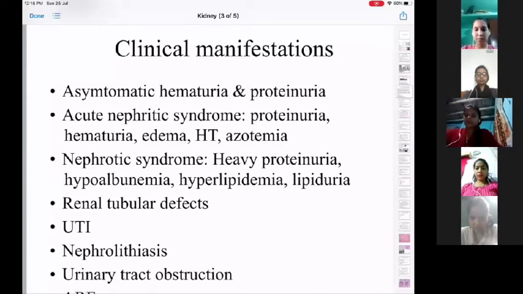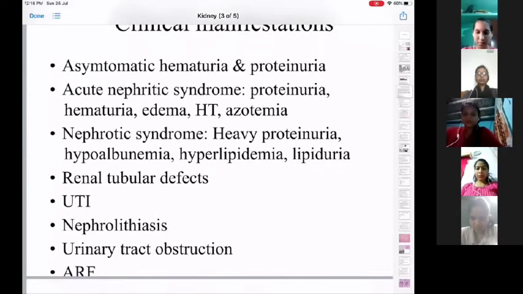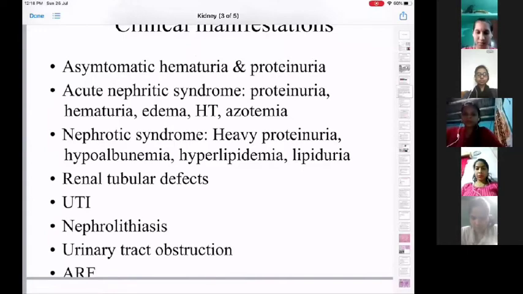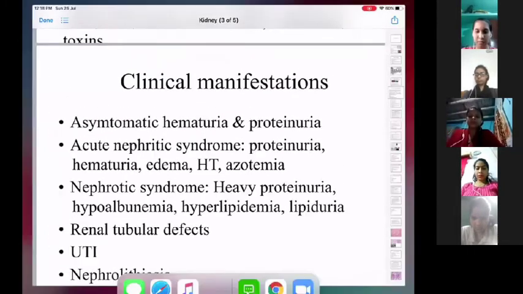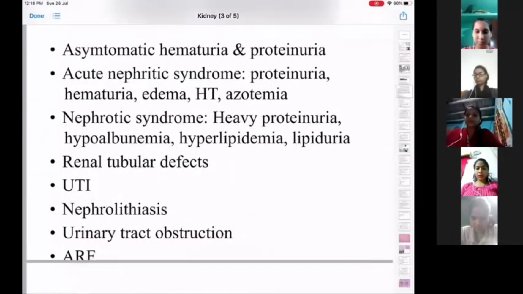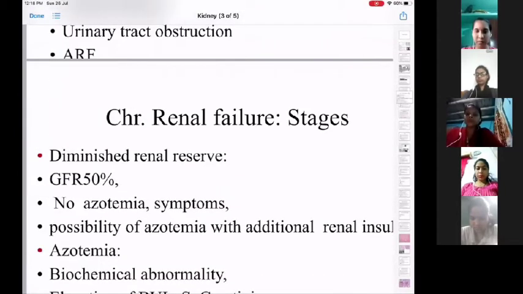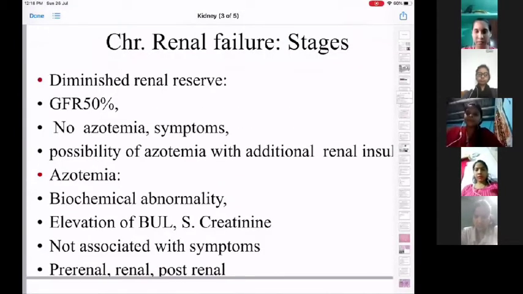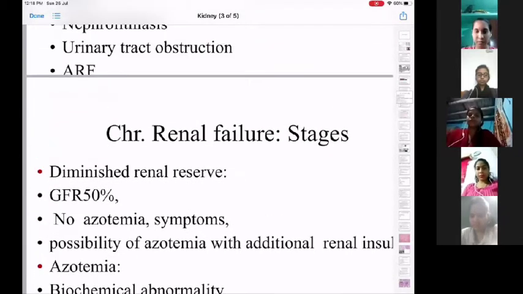Okay. And other manifestations are renal tubular defects, urinary tract infections, nephrolithiasis, means kidney stones, urinary tract obstruction, and acute renal failure. Okay, these are the manifestations of kidney diseases. Now, chronic renal failure. One thing is missed here: chronic renal failure.